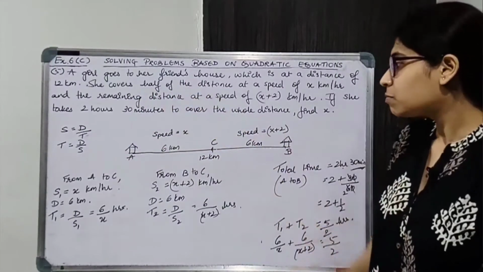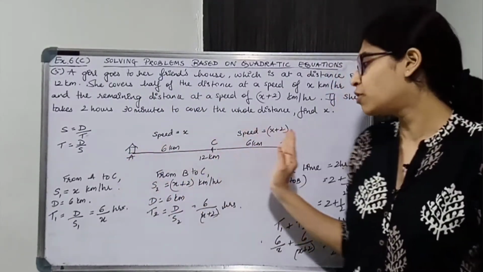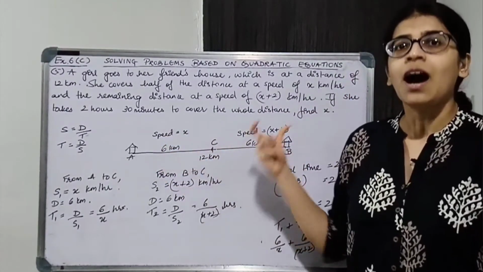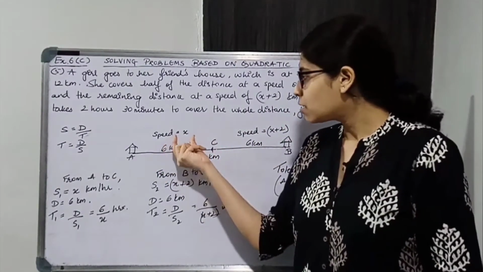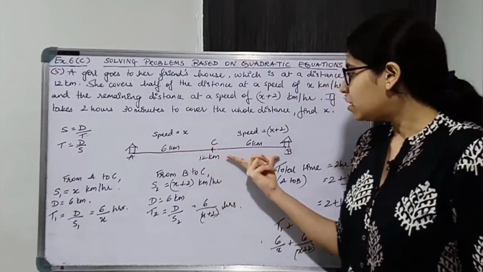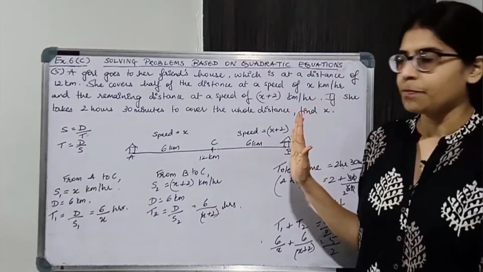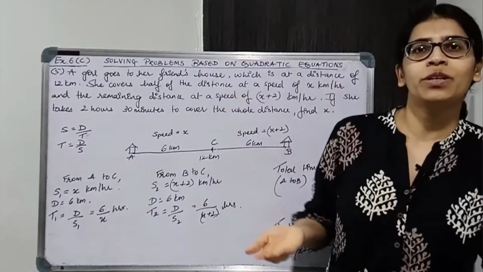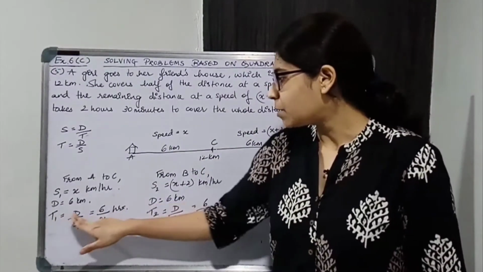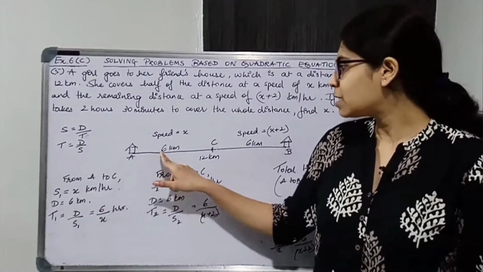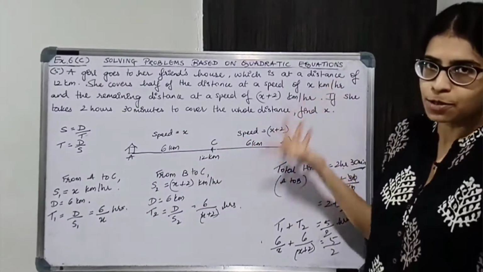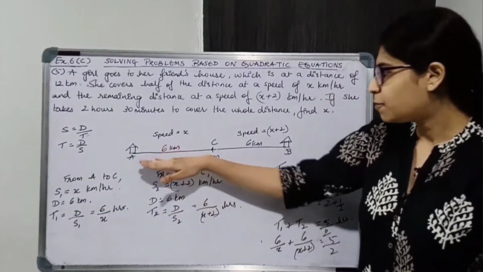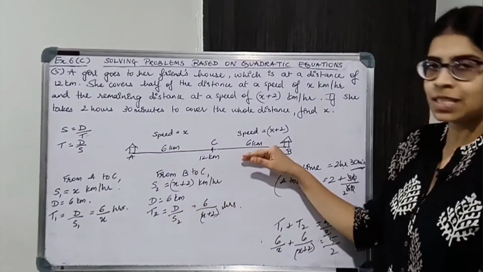I'll repeat. A girl is going from her place to her friend's place, which is a distance of 12 kilometers. Half the distance she is going with this speed, and the remaining half she is going with this speed. So speed and distance पता है, speed and distance पता है, time find out करते हैं. So using the formula time is distance upon speed. So 6/x हो जाएगा, यहाँ पे 6/(x + 2) हो जाएगा. ठीक है. So this is the time taken in first half. This is the time taken in second half.